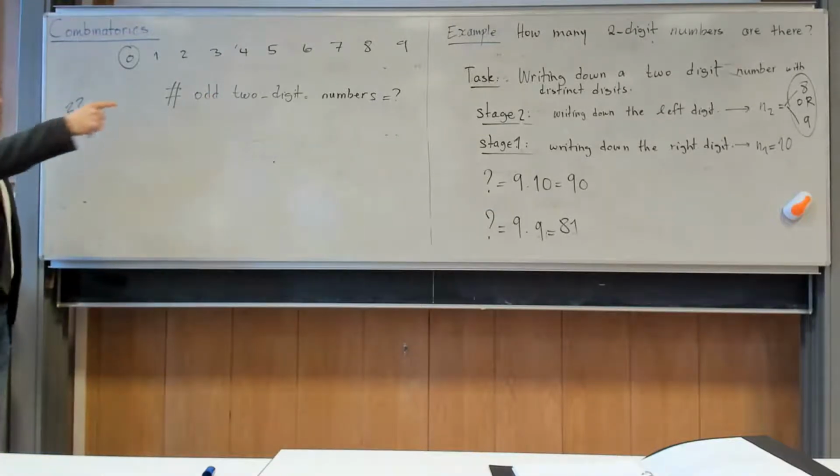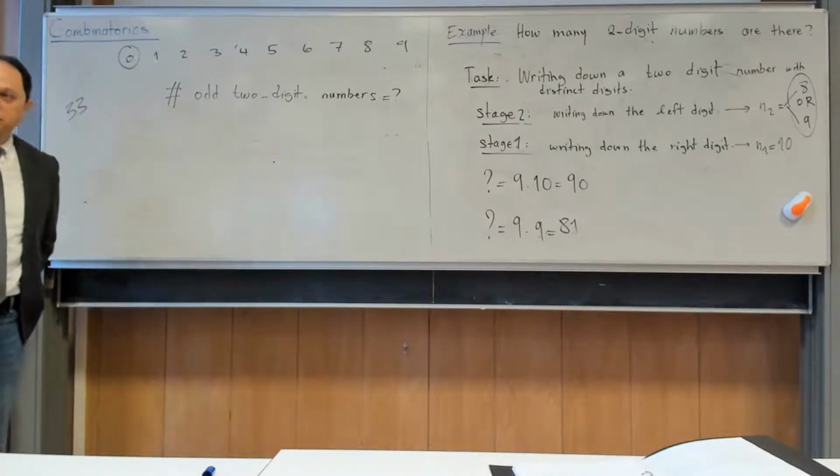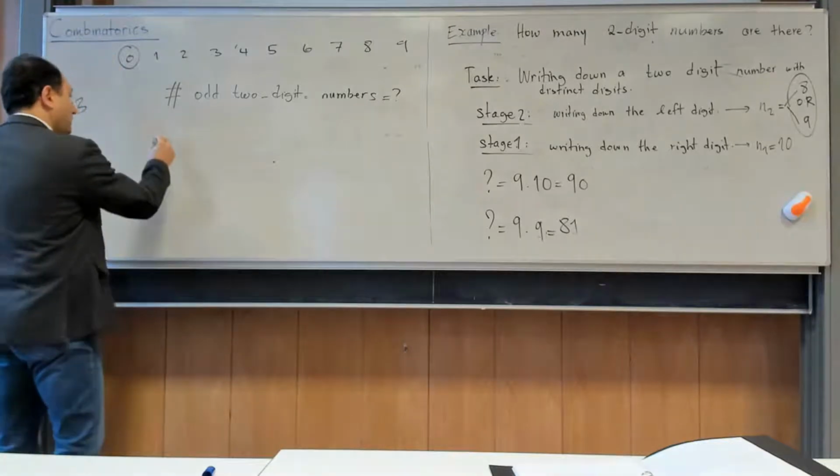Again, repeat it in your mind, but let us not write it. What is the task, everyone? Writing a two-digit odd number. This is the task. This task can be accomplished in two stages. Stage one.